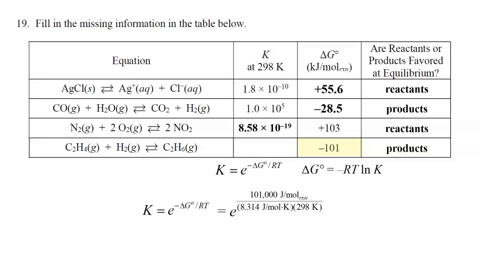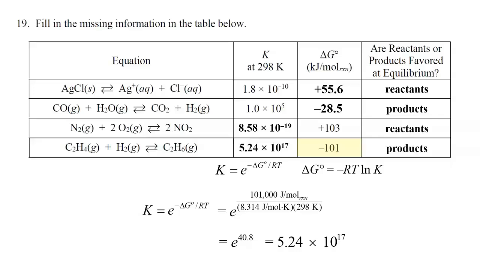On the bottom, I have that same setup with R times T, so 8.314 joules per mole Kelvin times 298 kelvins. And so that ratio of negative delta G over RT with the proper units works out to be 40.8. So E, the base of natural log, raised to the 40.8 power, gives me a very large value of K, which I was expecting since this is a negative delta G, so K should be greater than 1. I get 5.24 times 10 to the 17 power.